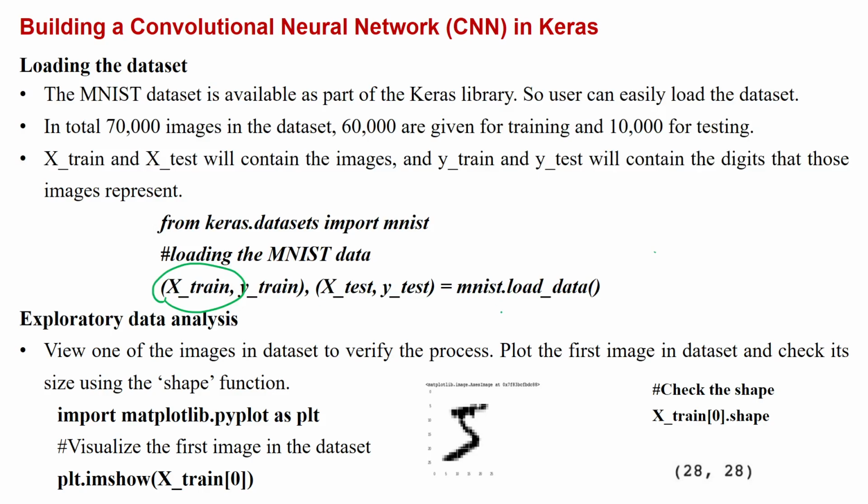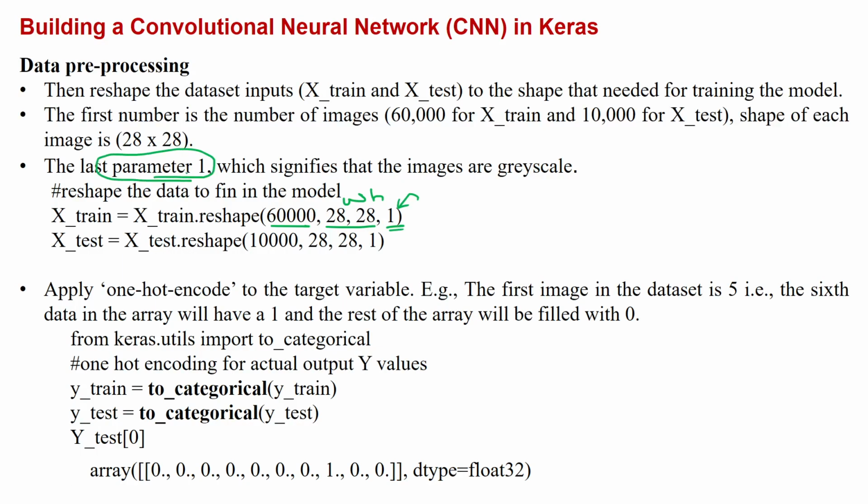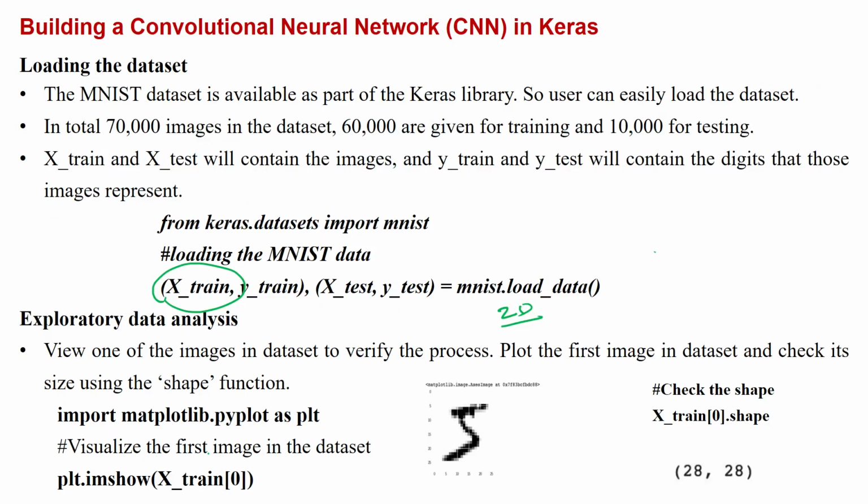Here it is a 2D tensor, right? Here we are going to create the 4D tensor. So 60,000 is the number of images, 28 by 28 is the width and height of the image, and it is a grayscale image. Since we are using a grayscale image, we use 1. Suppose our image is a color image, then we would use the RGB channels, so we would use 3 instead of 1.